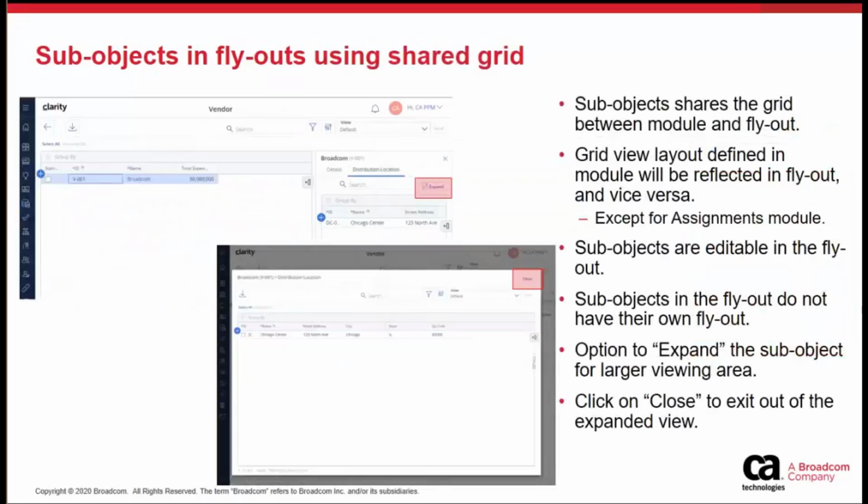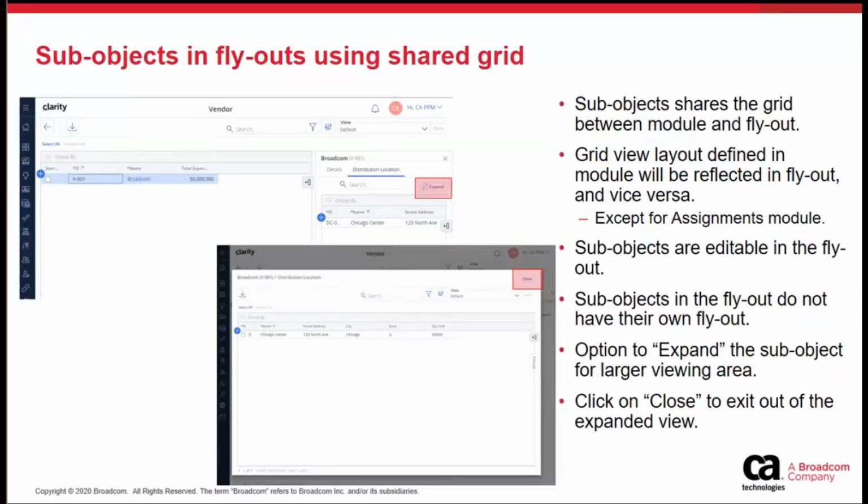The subobjects also have a shared grid between the subobject grid and the flyout. This means that when I click on the subobject tab within my flyout, I will see my columns laid out exactly how it is if I was to open the object instance and go into that specific subobject. However I have arranged my tabs and columns, that's exactly how I will see it in the flyout. So that layout is exactly the same.